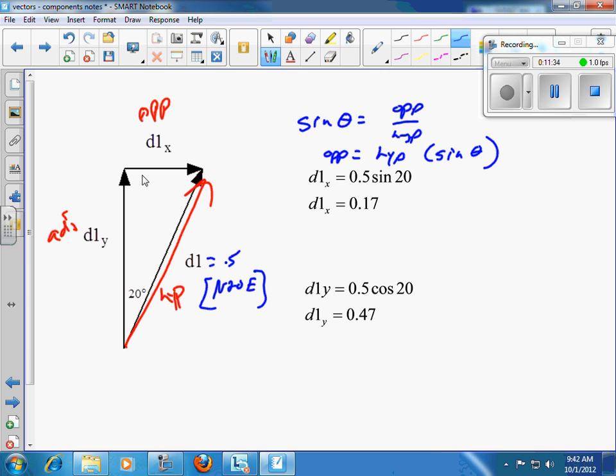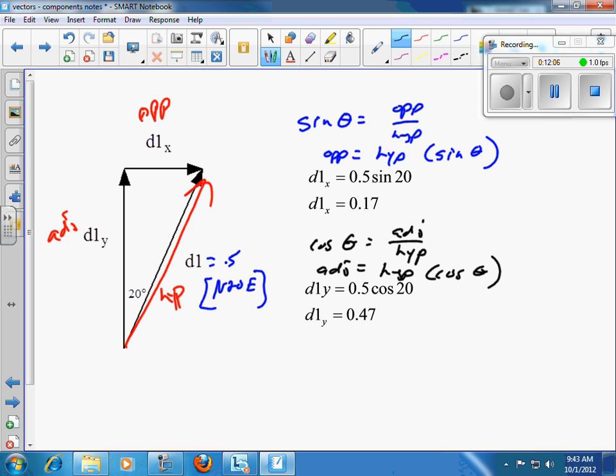Okay? Then we use the same thinking to find the y. The y is adjacent and hypotenuse, and you might remember that cosine theta is adjacent over hypotenuse, which means that adjacent is equal to hypotenuse times cosine theta, or 0.5 cos theta.